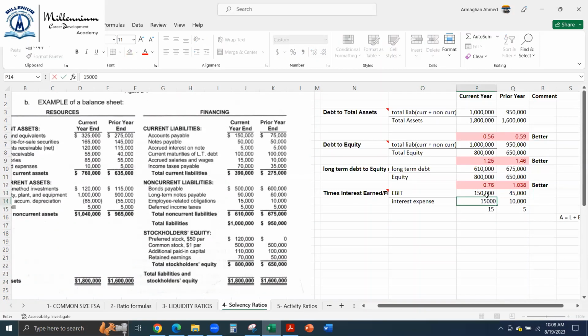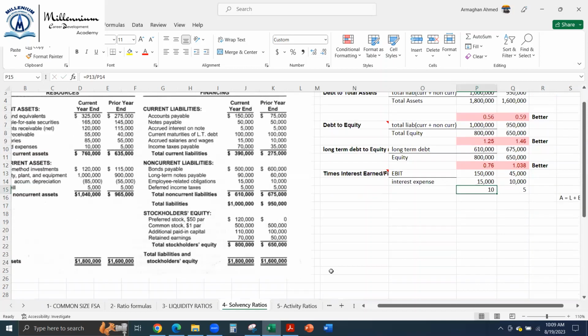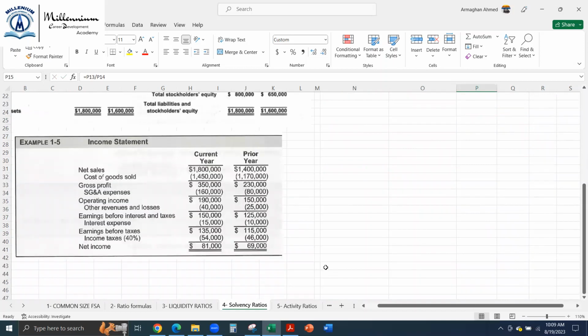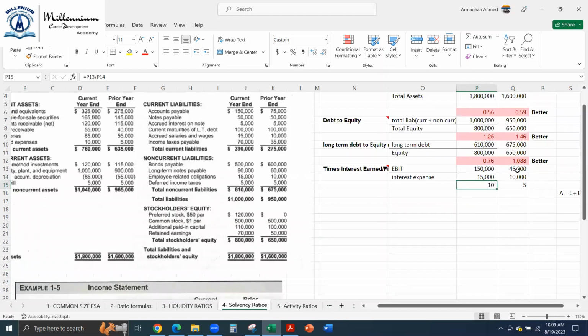10, right? What about the prior year? Prior year numbers were 125 and 10, so it is 12.5. If we round off, it is coming to 13. So, is it better or not?